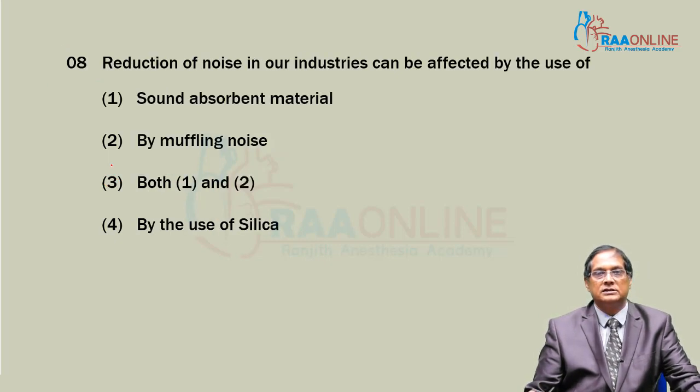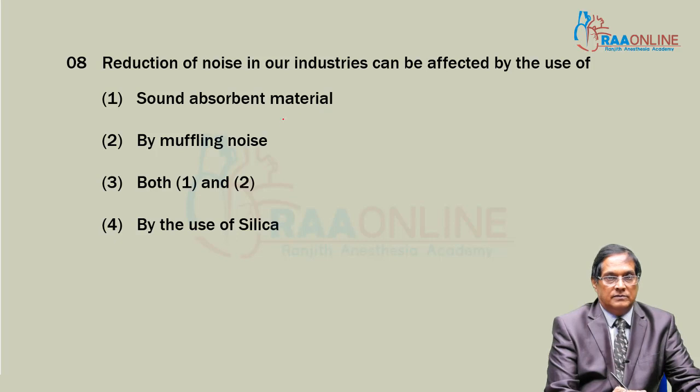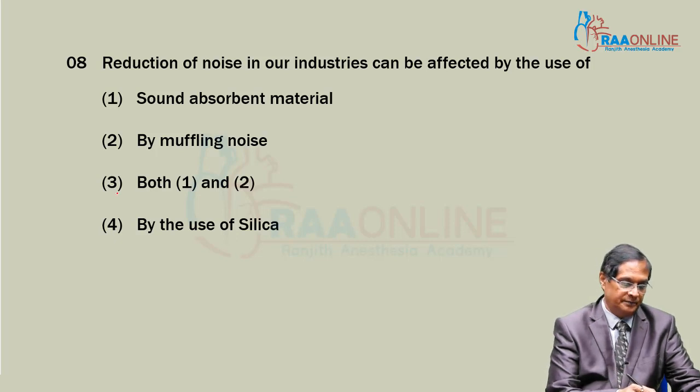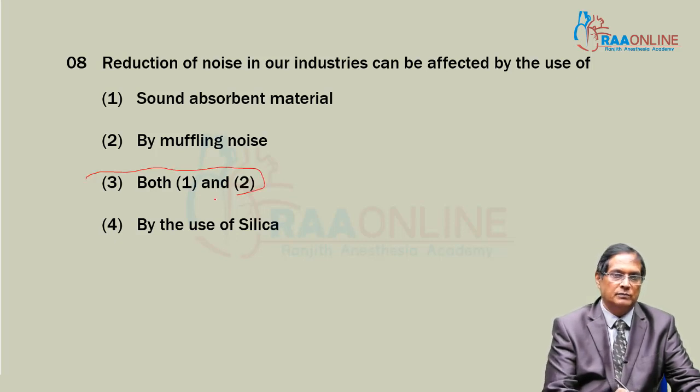Reduction of noise in industry can be effected by the use of muffling and absorbent material. 1 and 2 both are correct. But as far as industry is concerned, muffling is a comparatively better option than absorbent material. But here both can be considered.